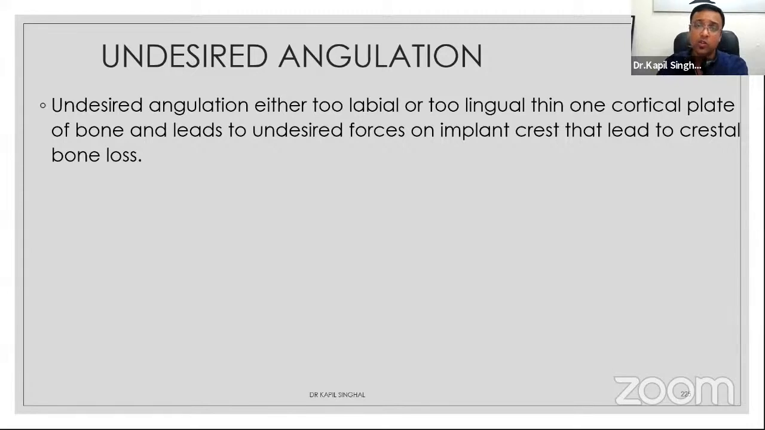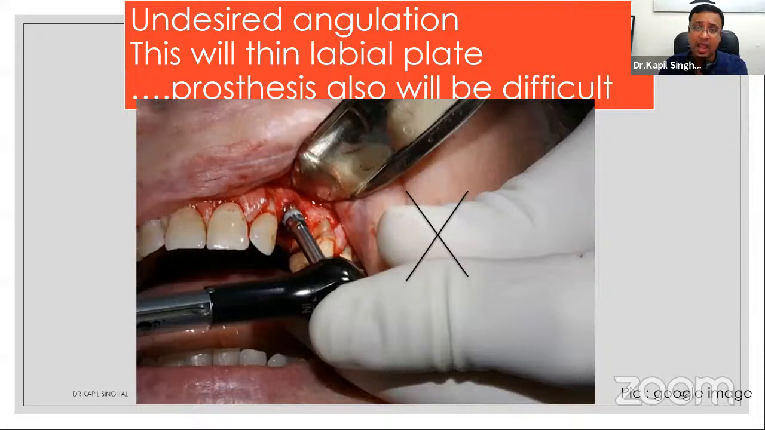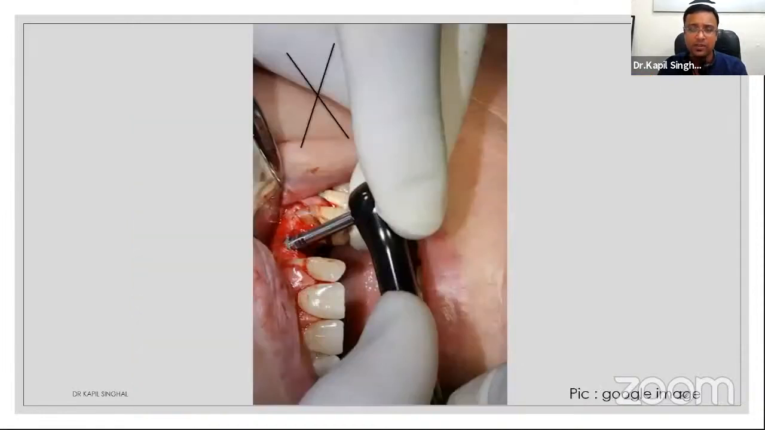While placing the implant, please note that undesired angulations should not be given. With this angulation you cannot expect a good result: your labial plate will be too thin and you cannot expect to give a very good prosthesis to the patient. Your implant is in a compromised condition. So it is very important to have a proper angulation while placing the implant, and to drill in the correct position.